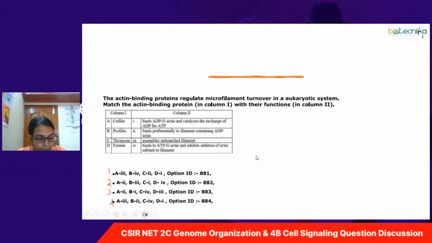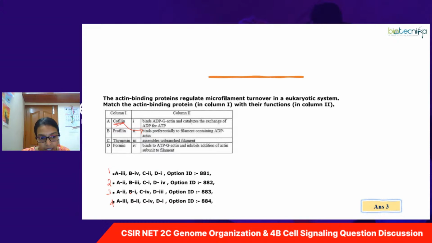Okay, let me give you the answer so that things are more clear. The correct answer over here is 3. That is, cofilin belongs to what? This is your cofilin, and it binds preferentially to the ADP portion, that is ADP actin.